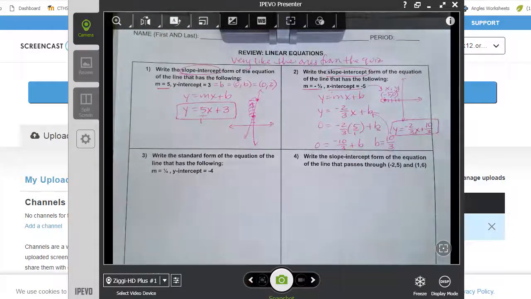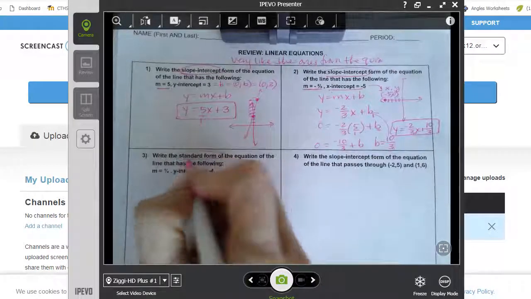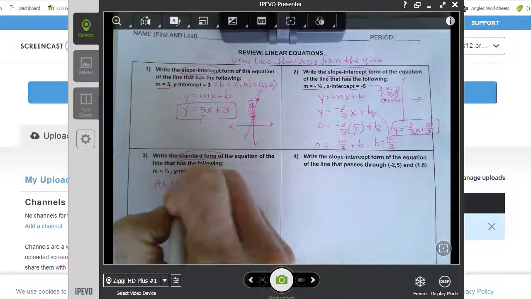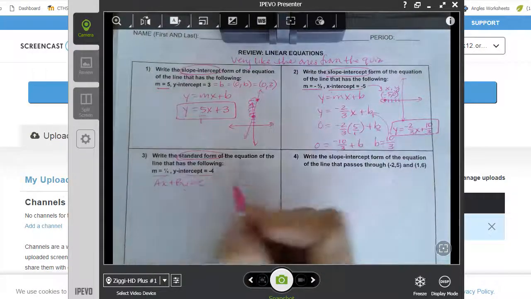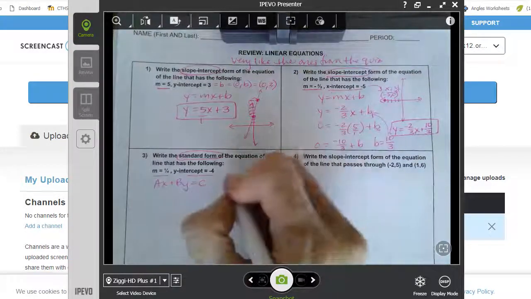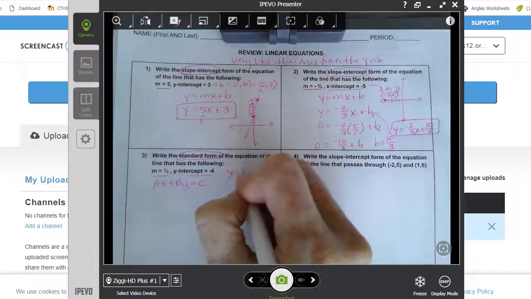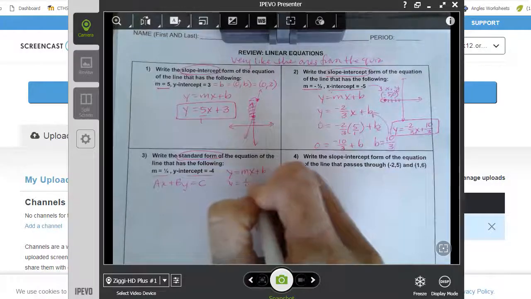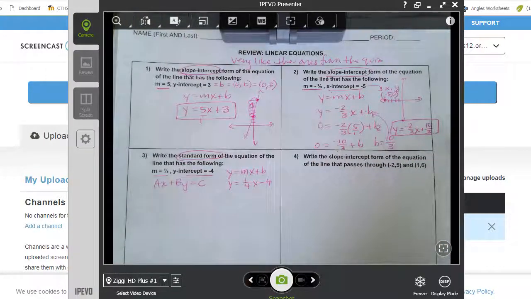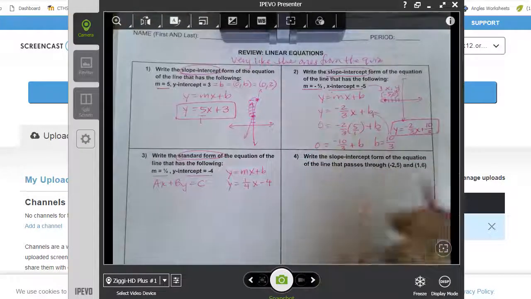Okay. Moving on. Now they want standard form. ax plus by equals c. I've got a slope of 1/4, a y-intercept of -4. I know I can write the slope-intercept form. Right? And then I need to convert it into standard form.